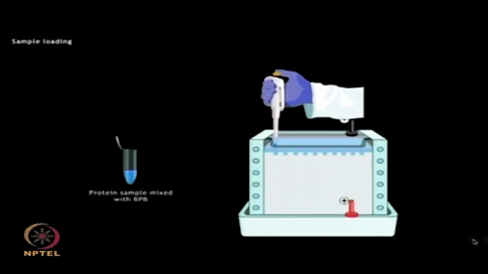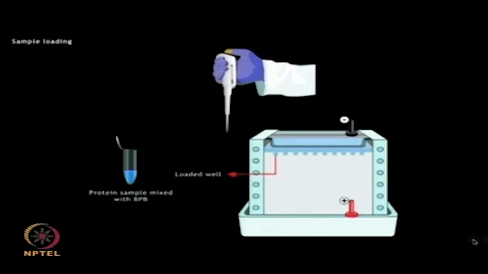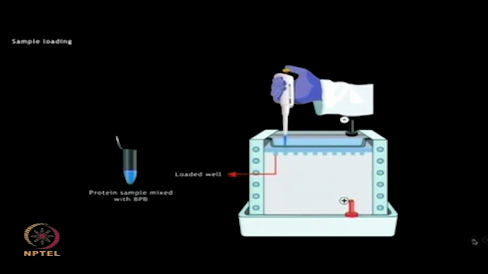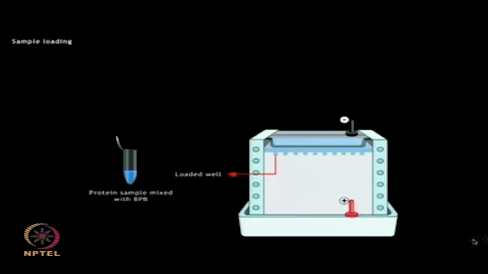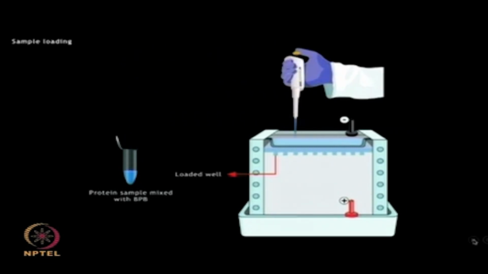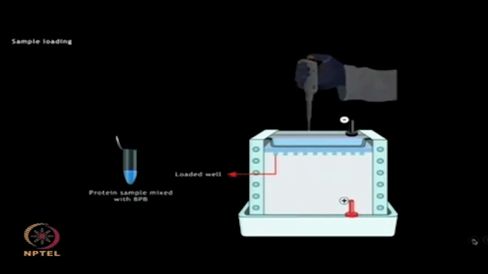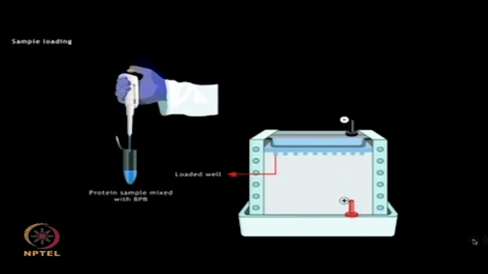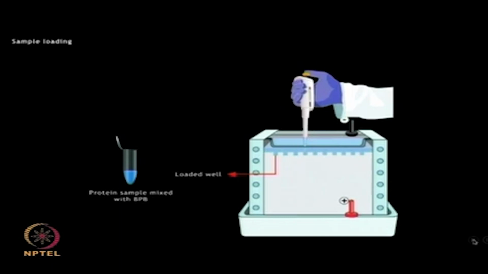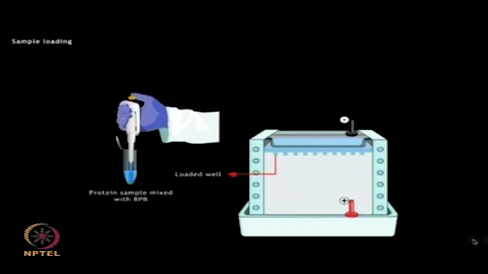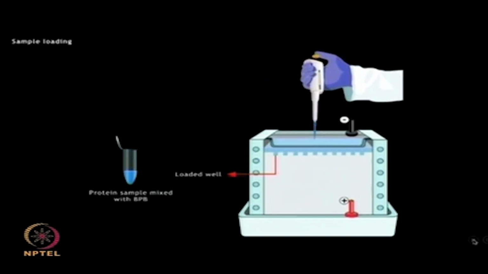The protein samples are then loaded into the wells with the help of a micropipette. As it is shown in the animation, you have different wells to load different protein samples. You can use one of the wells to add known or standard markers, and other wells can be used to separate the unknown proteins.